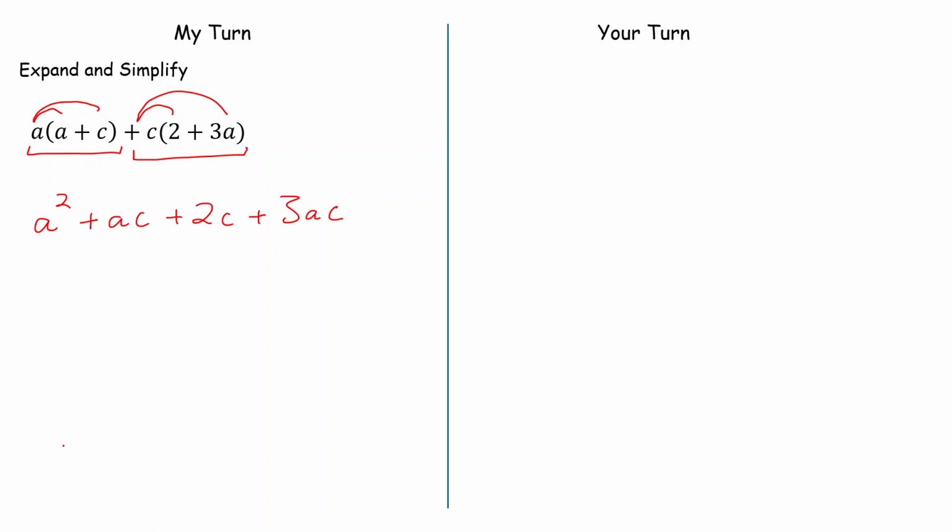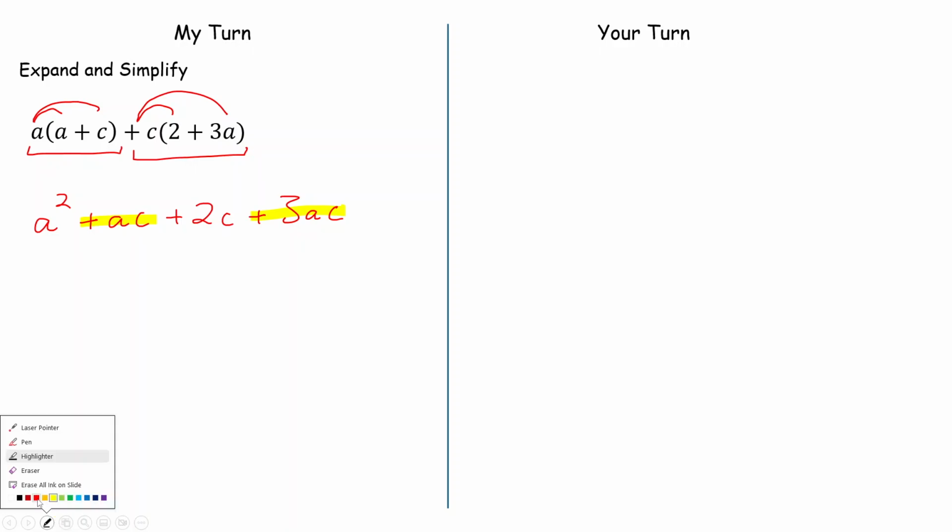Okay, and this one, let's look at our like terms. Well, this one, the a squared, actually there's no other term that has an a squared in it. So you can't do anything with that. So you leave that as it is. We've got a plus ac and a plus 3ac that both have an ac. And unfortunately, there's nothing with just a c in it. So we can only combine the ac and the 3ac.